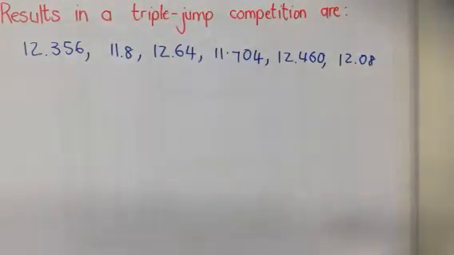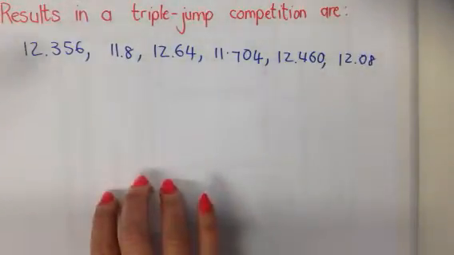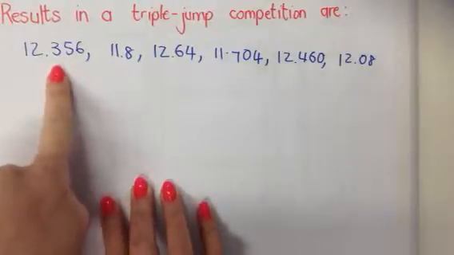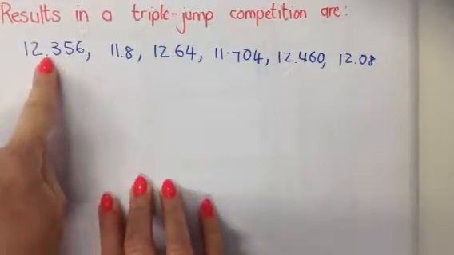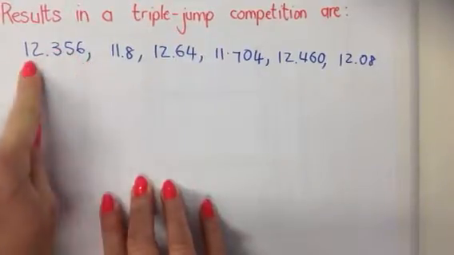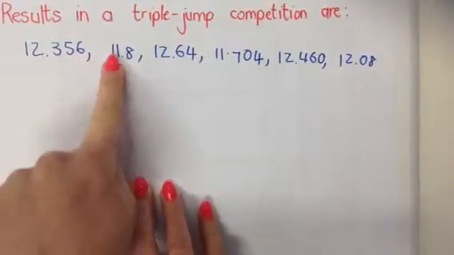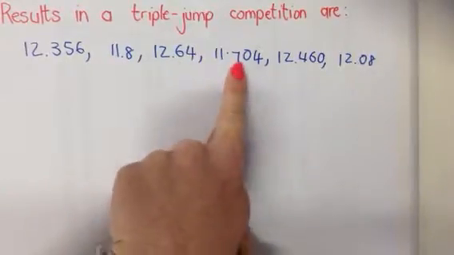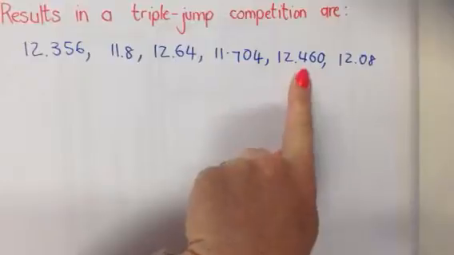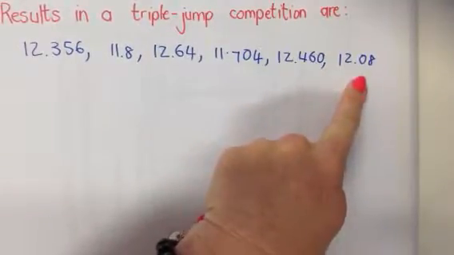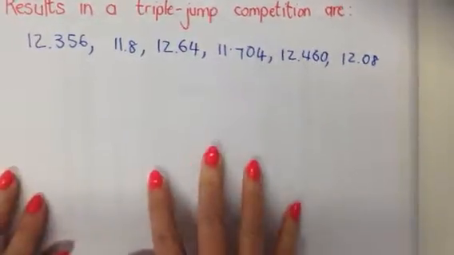So we're looking at how we work with decimals. If we had a look at a question that says, the results in a triple jump competition are 12.356, and remember, after your decimal point, you don't say 356, you say 3, 5, 6. So 12.356, 11.8, 12.64, 11.704, 12.460, and 12.08.